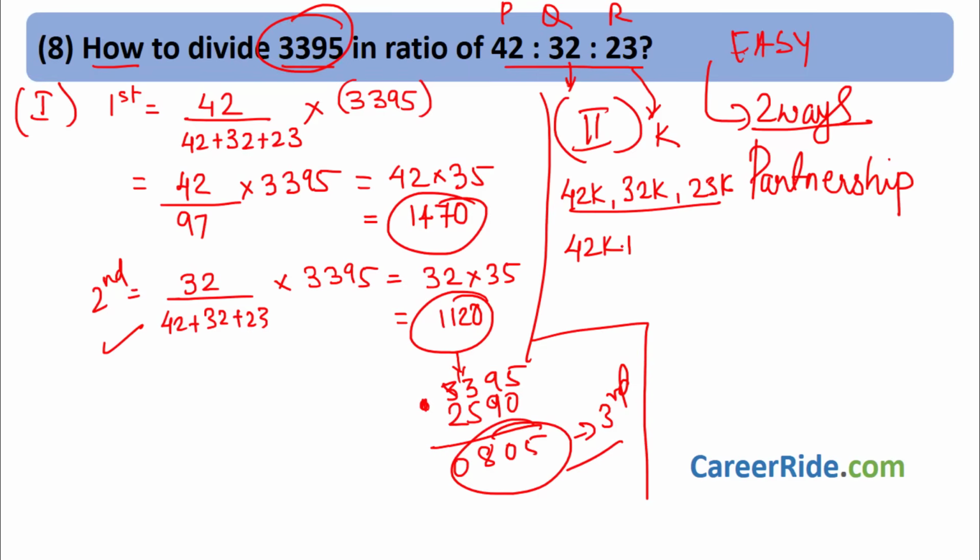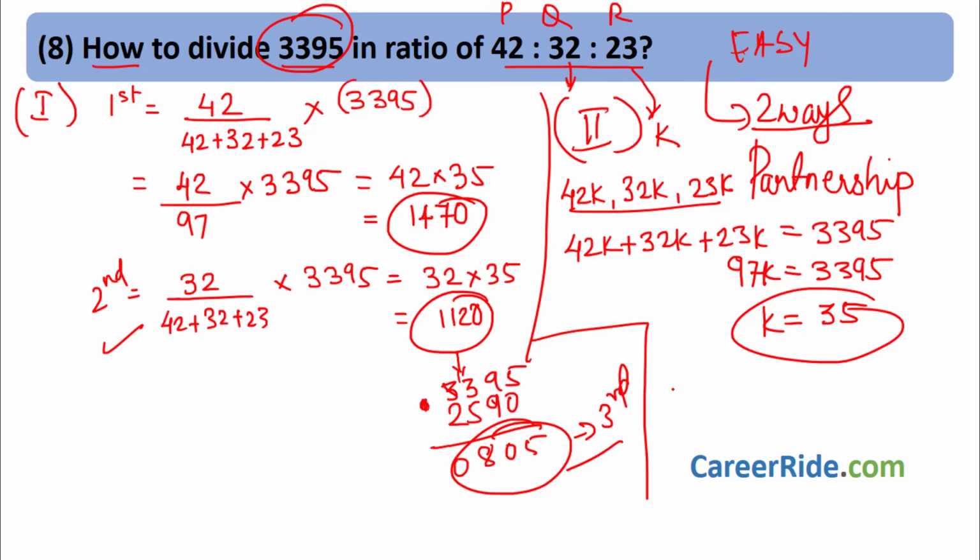What do we get? 42k plus 32k plus 23k would be equal to 3395. 97k would be equal to 3395. k would be equal to 35. What is the first part? 42k, 42 into 35, that would be 1470. Second part, again the same way: 32k is 32 into 35, that is 1120.